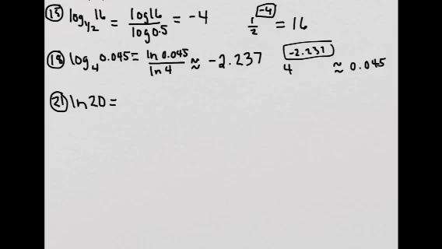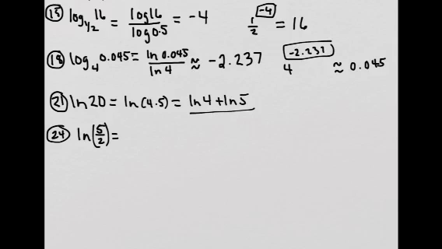So for 21, they're asking you to rewrite this natural log in terms of natural log of 4 and natural log of 5. So I know that 20 is 4 times 5. Okay, so remember the properties of logs. The log of a product is equal to the sum of the logs of the factors. So this natural log of 4 times 5 can be rewritten as natural log of 4 plus natural log of 5. And that's all we do.